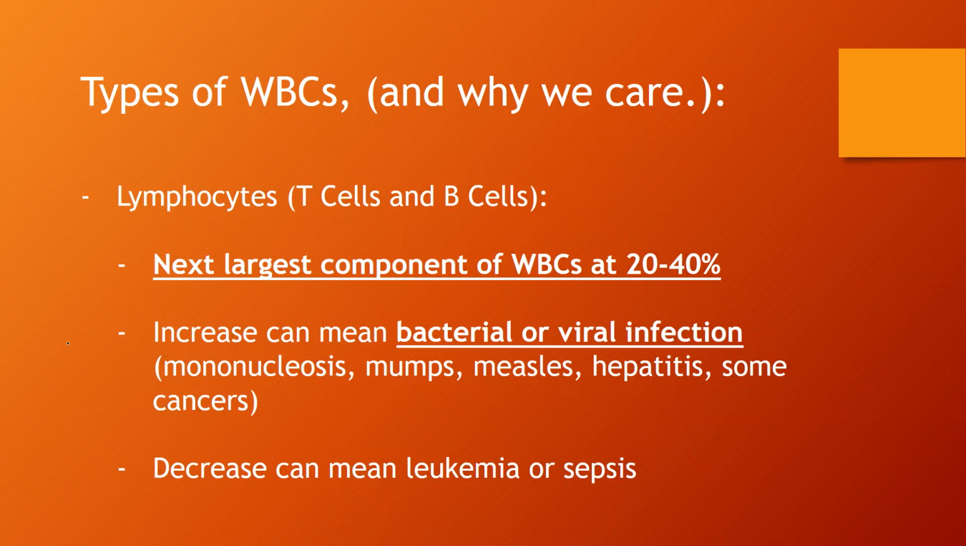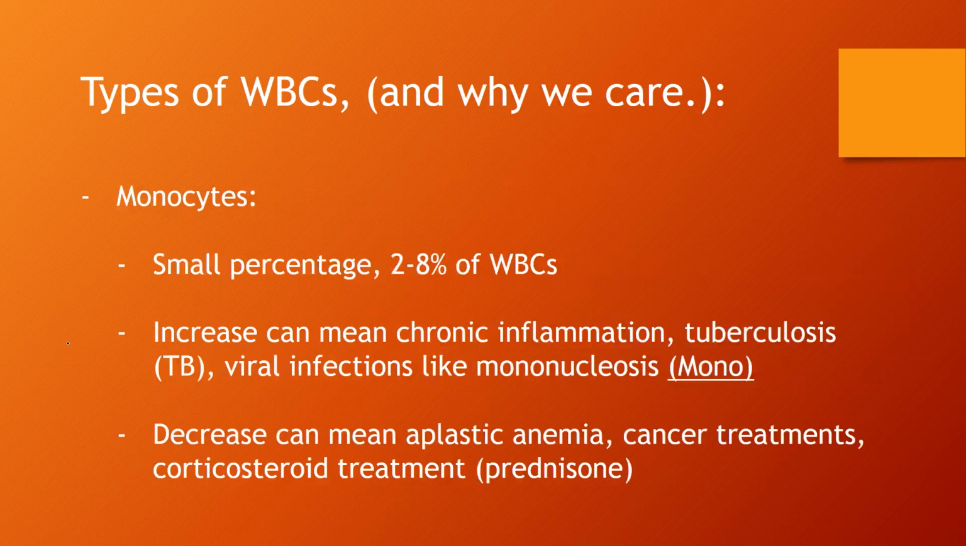So these guys are 20 to 40% of your bloodstream white blood cells. They can be decreased during leukemia or sepsis. There again, we'll talk about sepsis later. But in leukemia, it's a cancer within the bone, and it disrupts your whole production of white blood cells. Those are the two big ones. We'll get into the smaller ones now. But the smaller ones are still important.